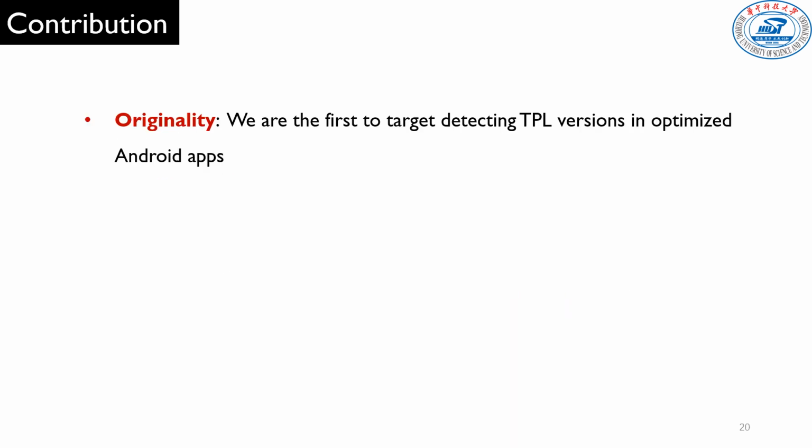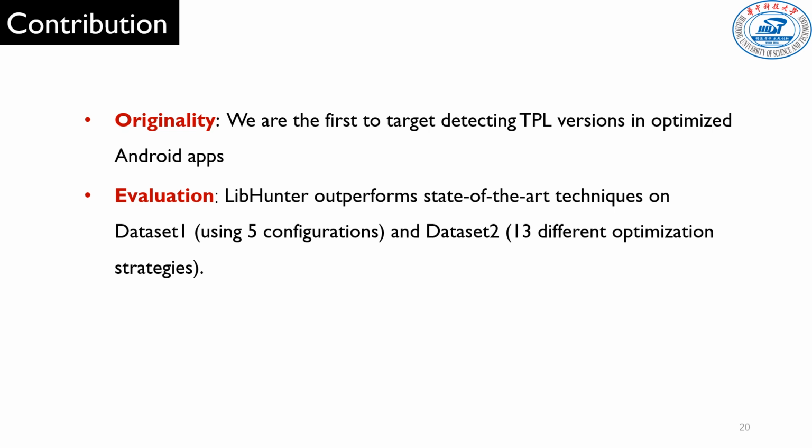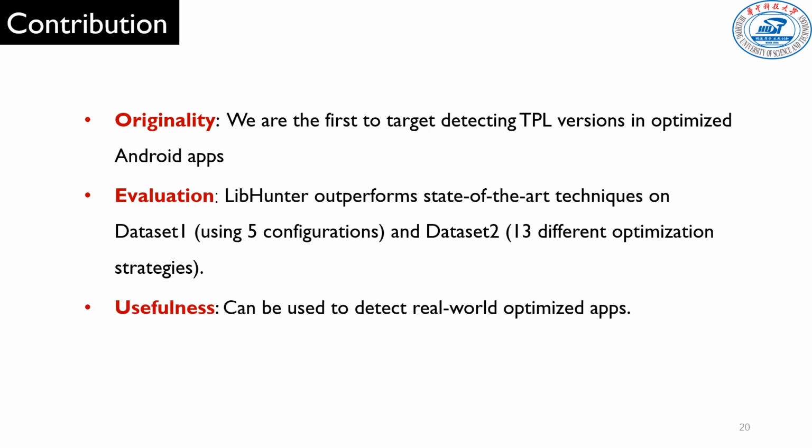In conclusion, our study is the first to focus on detecting library versions in optimized Android apps. The evaluation results demonstrate that LibHunter performs exceptionally well across various datasets and optimization strategies. Additionally, LibHunter has proven effective in real-world scenarios.